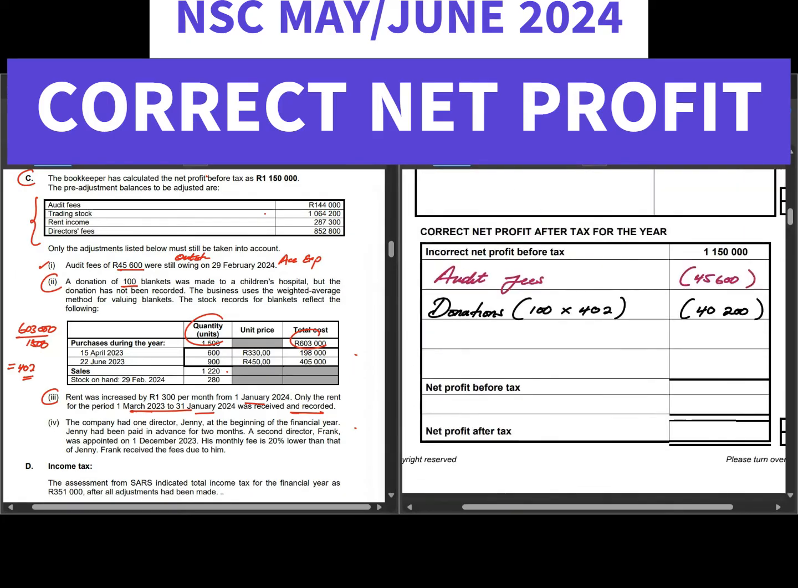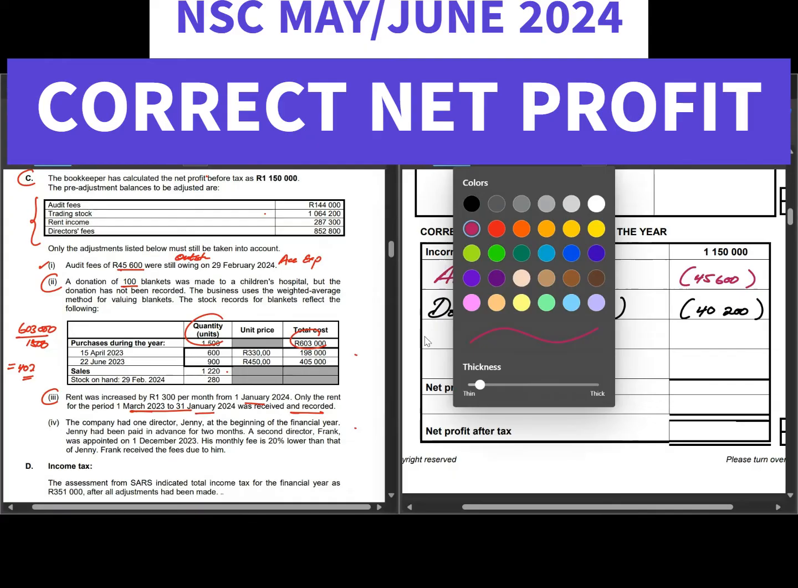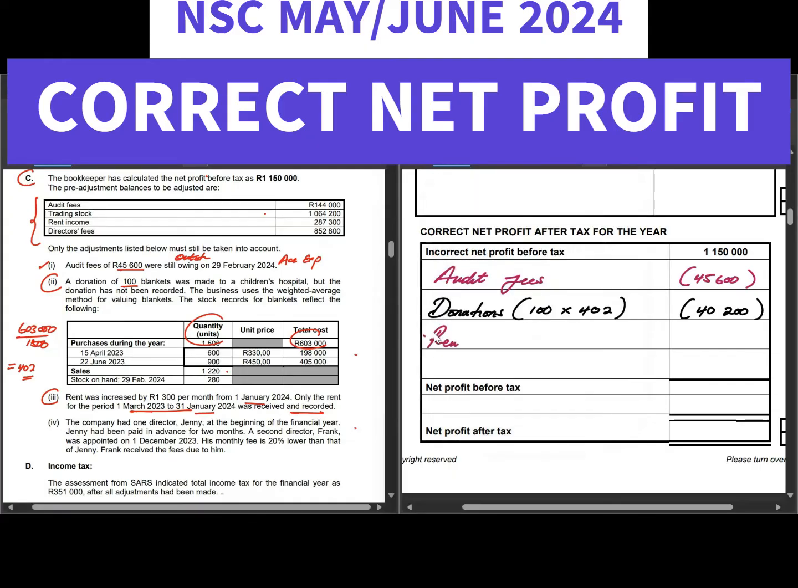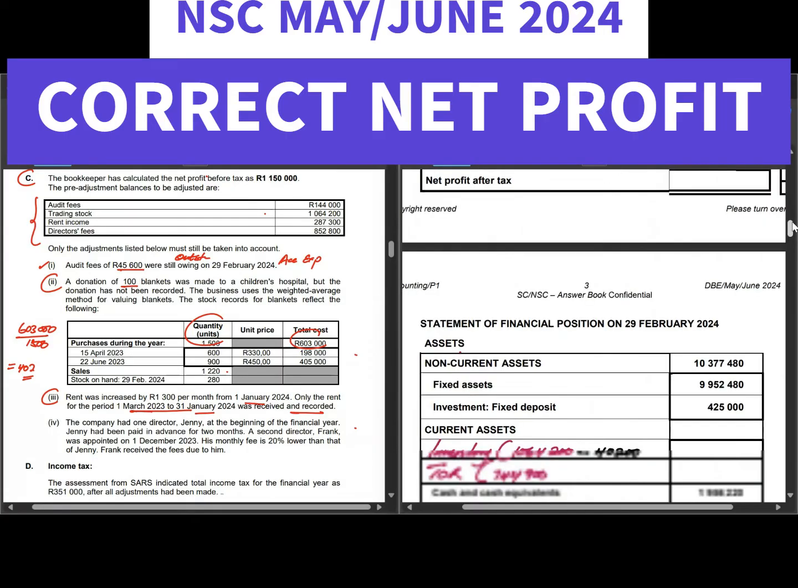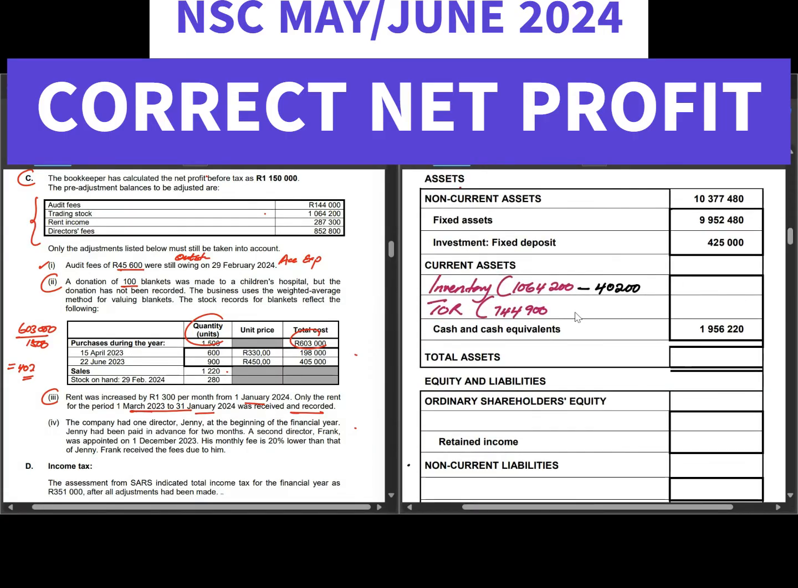So I'll come now to my calculation of correct net profit, and I'm coming to say rent income. I know my rent income is 27,300. So I have income which has not yet been recorded, so it would increase my net profit in this case. And if I have income that I have not yet received, that would go to my trade and other receivables. So I'll say plus 27,300. That is what you do with your accrued income.